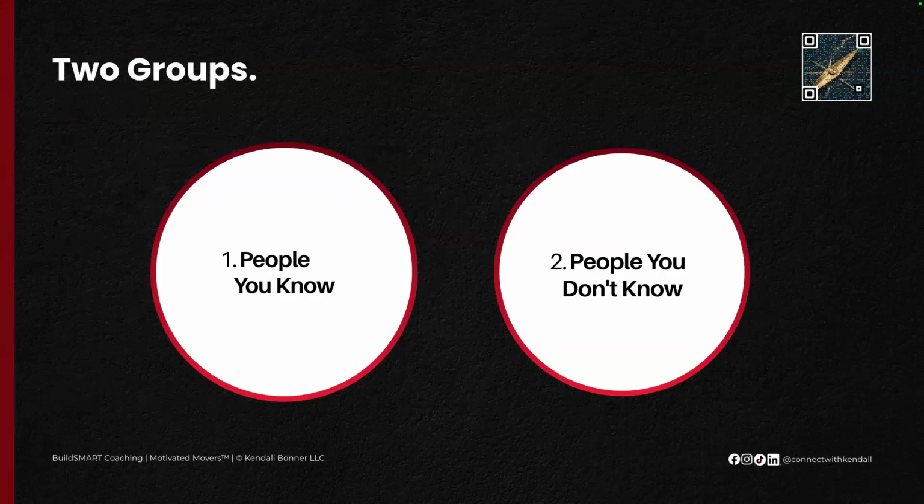So there's two groups of people. I want you to sit for a second, right? Because you realize this. You have two groups of people in your world, people you know and people you don't know. Which group is bigger? Let me know in the chat. One for people you know and two for people you don't know yet.